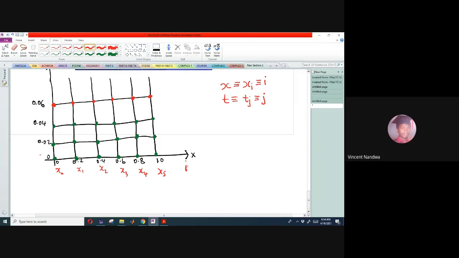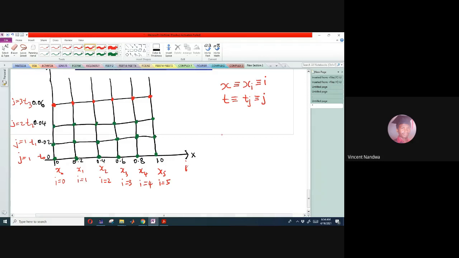So this value is t0, this one is t1, this one is t2, this one is t3. So we have j equals 0, j equals 1, j equals 2, and this is j equals 3. Similarly, this is i equals 0, i equals 1, i equals 2, i equals 3, i equals 4, i equals 5.